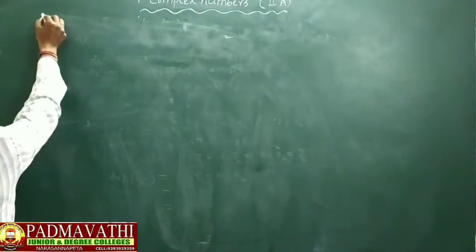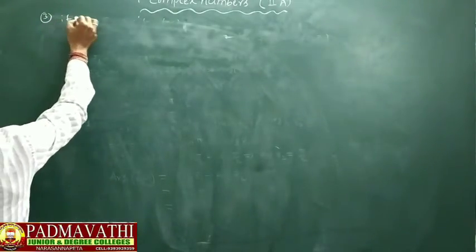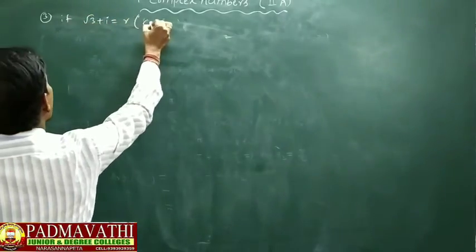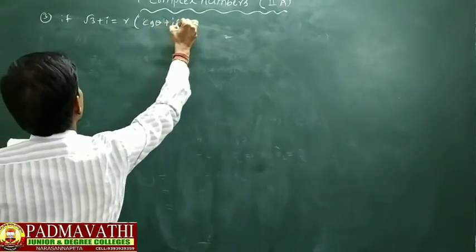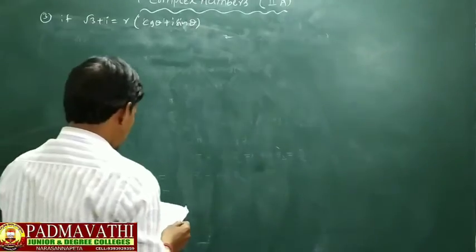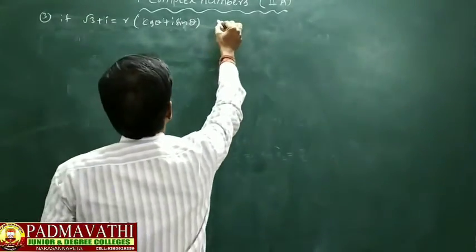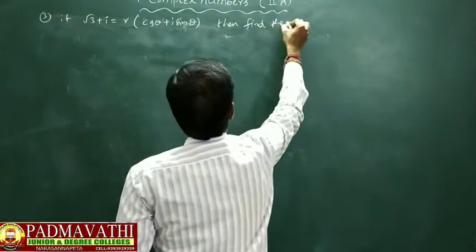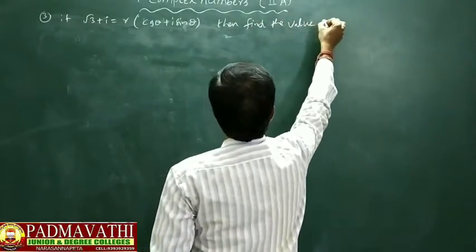Third one: if root 3 plus i equals r into cos theta plus i sin theta, then find the value of theta in radian measure.